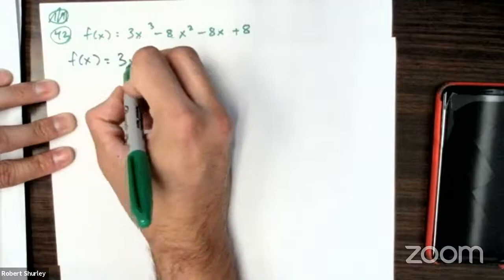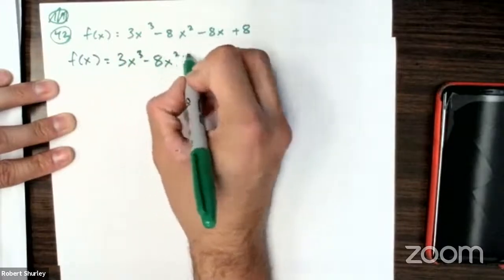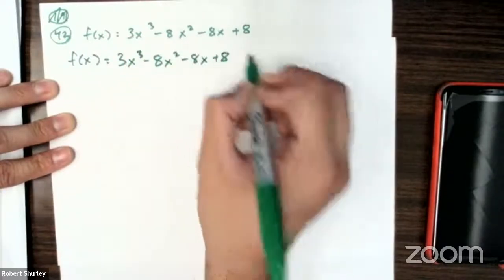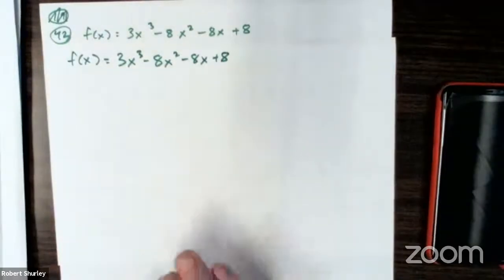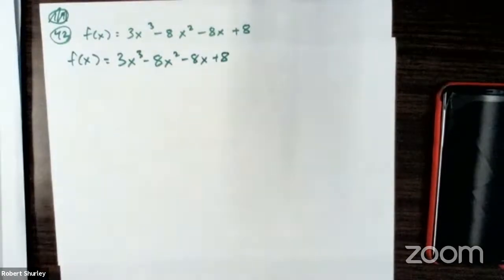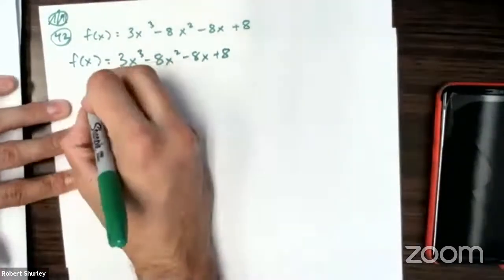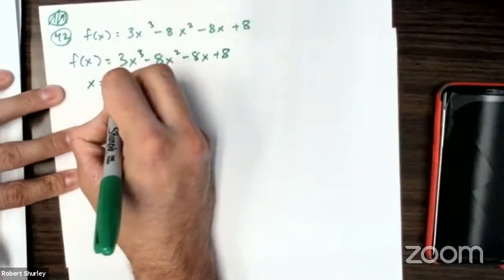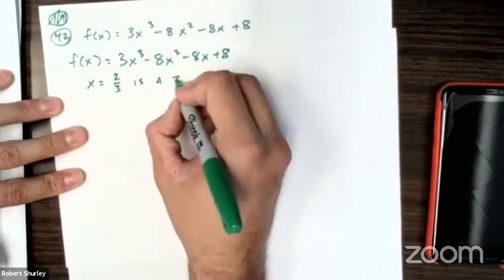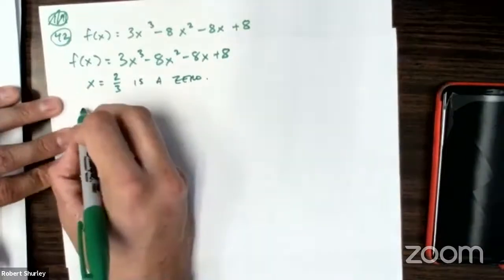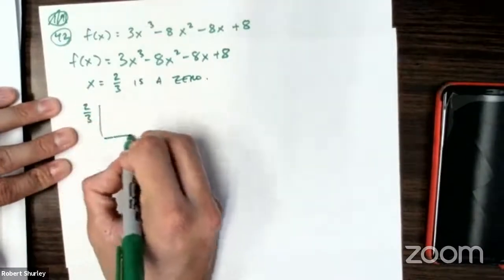Knowing we have finally found one of the zeros. I'll do an easy one next, guys. It's more like the ones we're going to see, okay? But we know now we found x equals 2/3 is a 0, right? So I'm going to divide it out.